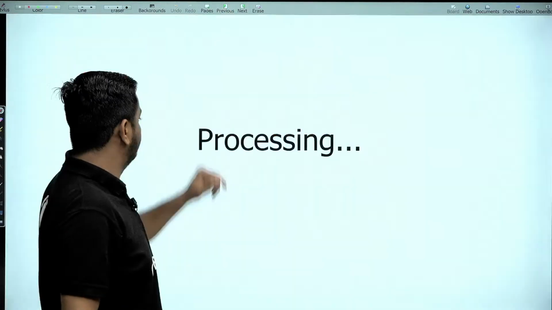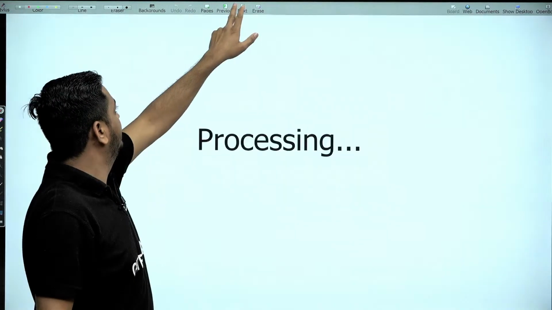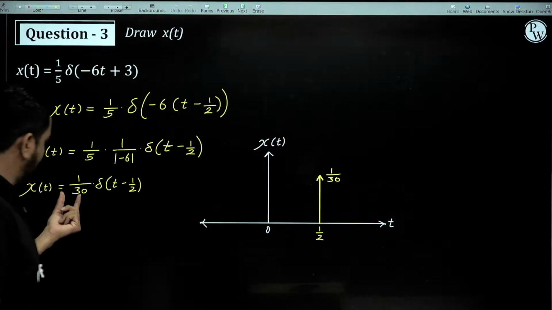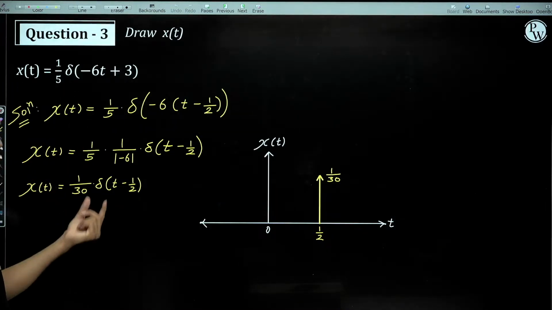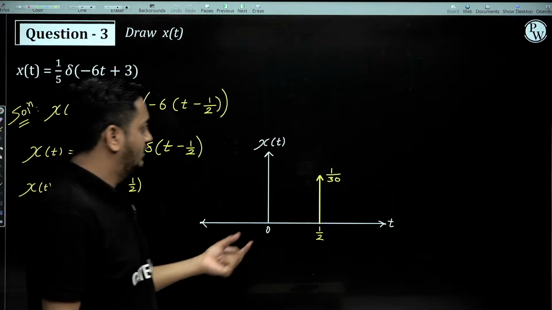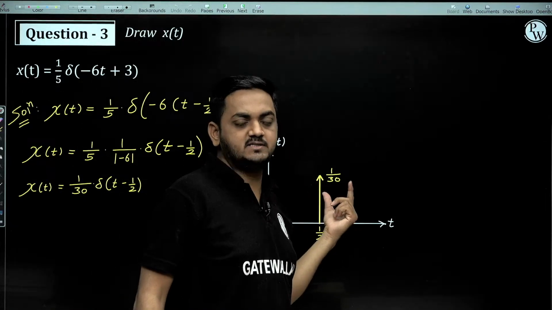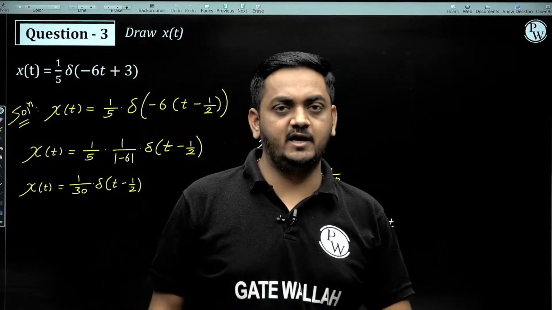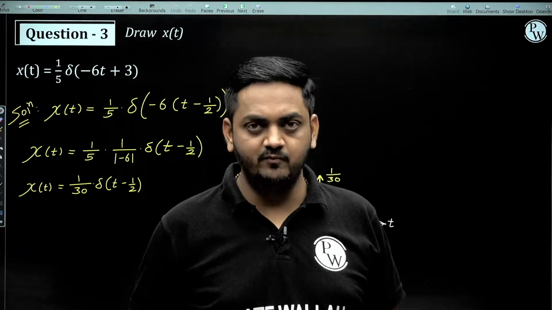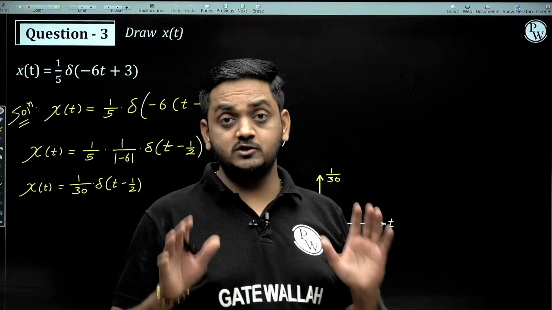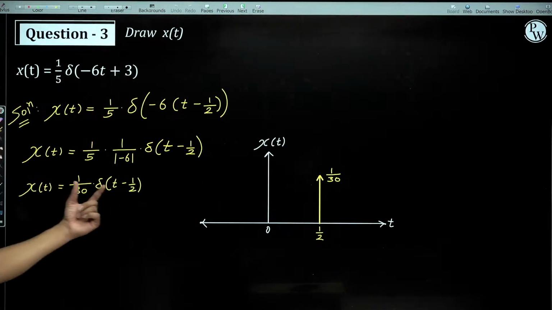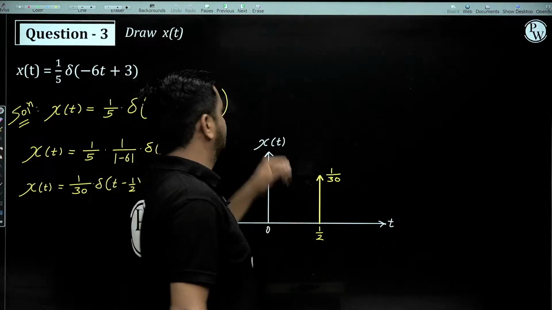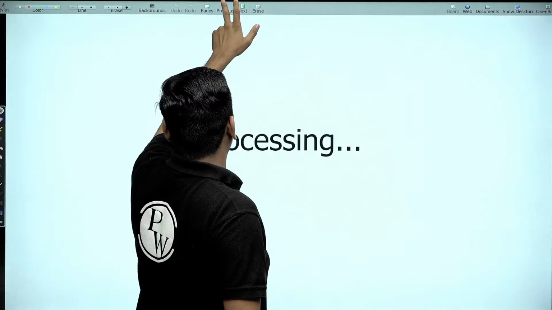One more word is there. Here you can say this is the weight of this impulse. This is a shifted and weighted impulse. 1/30 you can say is the weight, or the height, or the area of the impulse. So this is known as a weighted impulse, whose weight is 1/30 and which is right shifted from the origin.